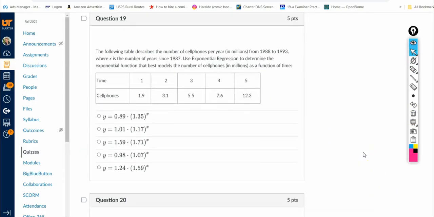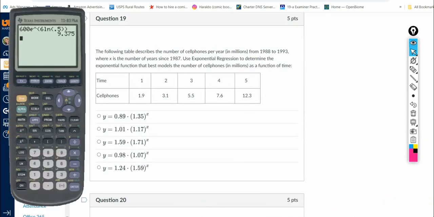All right. I'm going to need my calculator. And let me clear that. And I'm going to need to make 2 lists. The first one is 1, 2, 3, 4, 5. The second list is 1.9, 3.1, 5.5, 7.6, 12.3. And I'm just going to quickly check that I put those in there correctly.